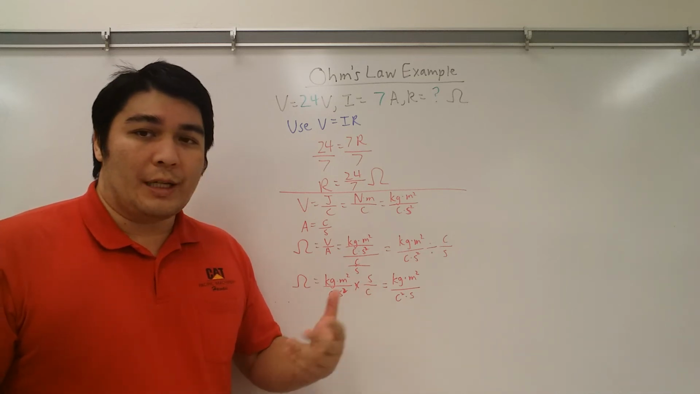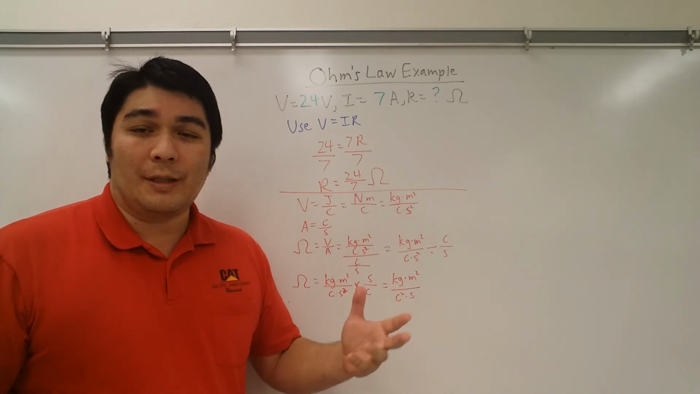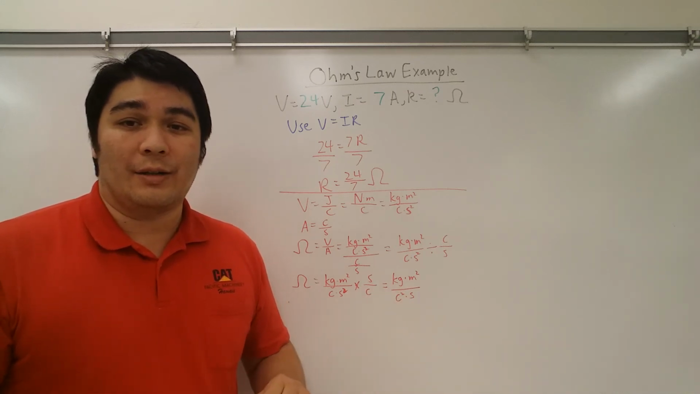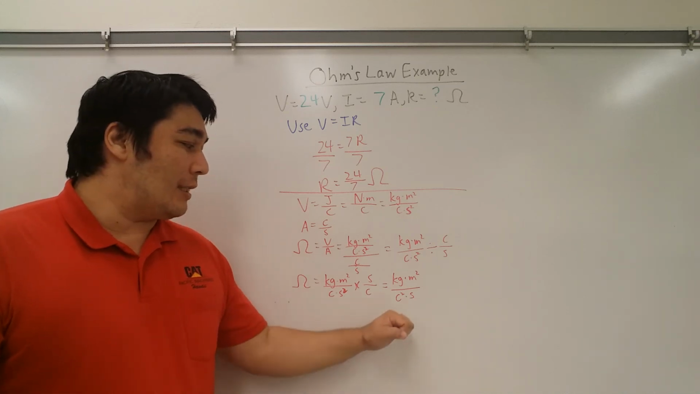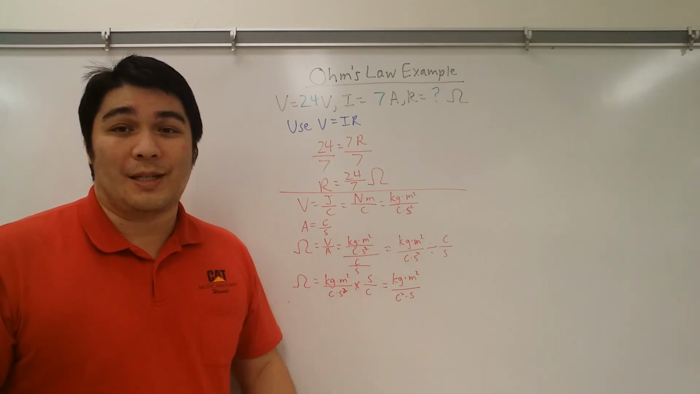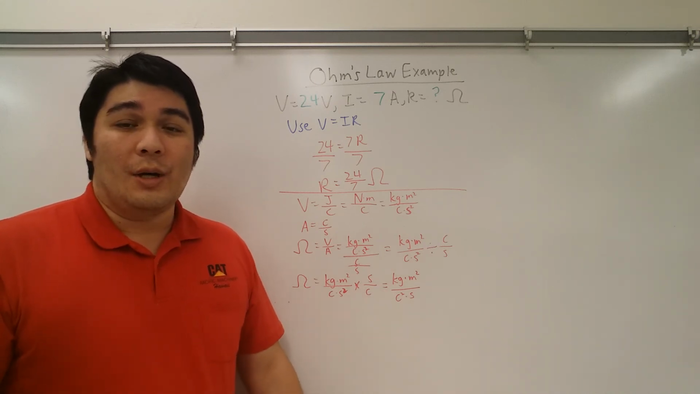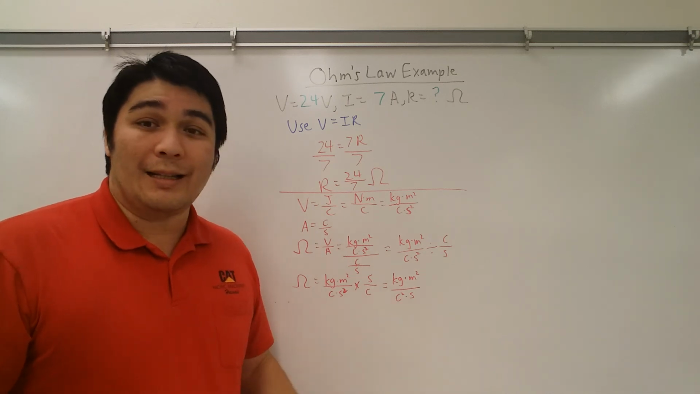Now, some of you may have found that it'll say something like kilogram meter squared per seconds cubed per amp squared or something like that. You know, you might find that on a Google search for that. But we're gonna stick with base units here, and that's why it's kilogram meter squared per coulomb squared times second, or per second.